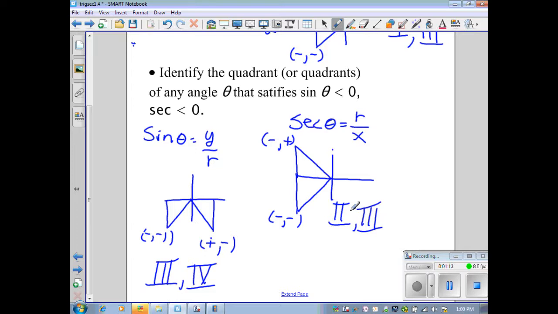Now, if I combine the two constraints, on the first one, 3 and 4, and the second one, 2 and 3, the only one where sine theta is less than 0 and secant theta is less than 0 is my final solution, which will be quadrant 3.